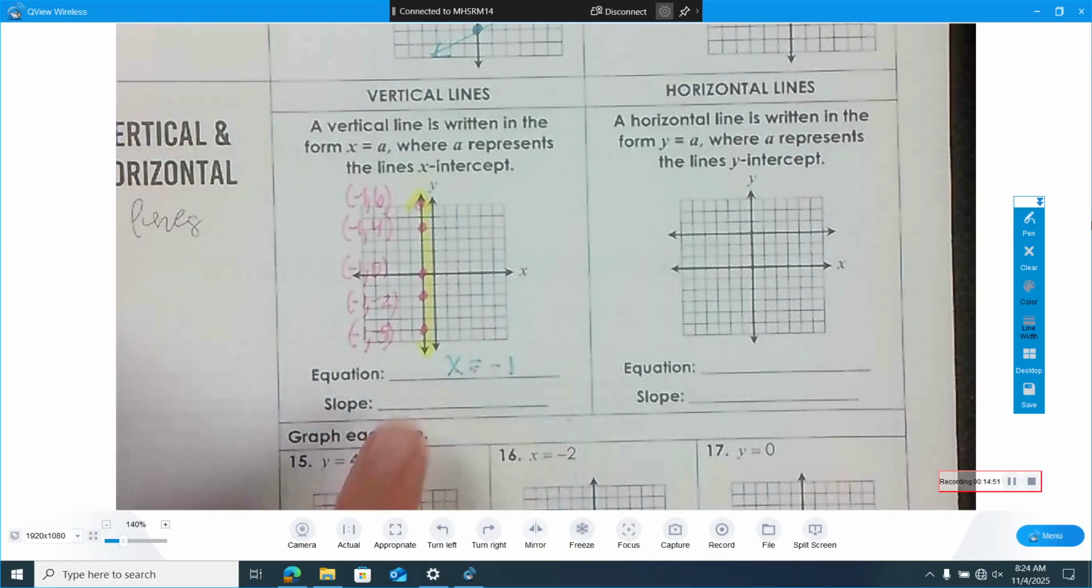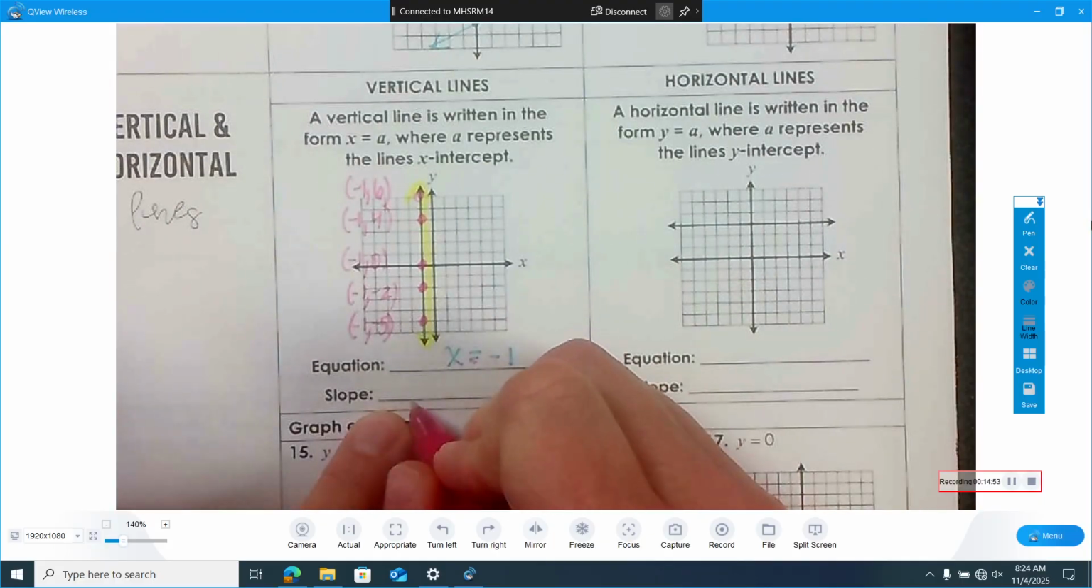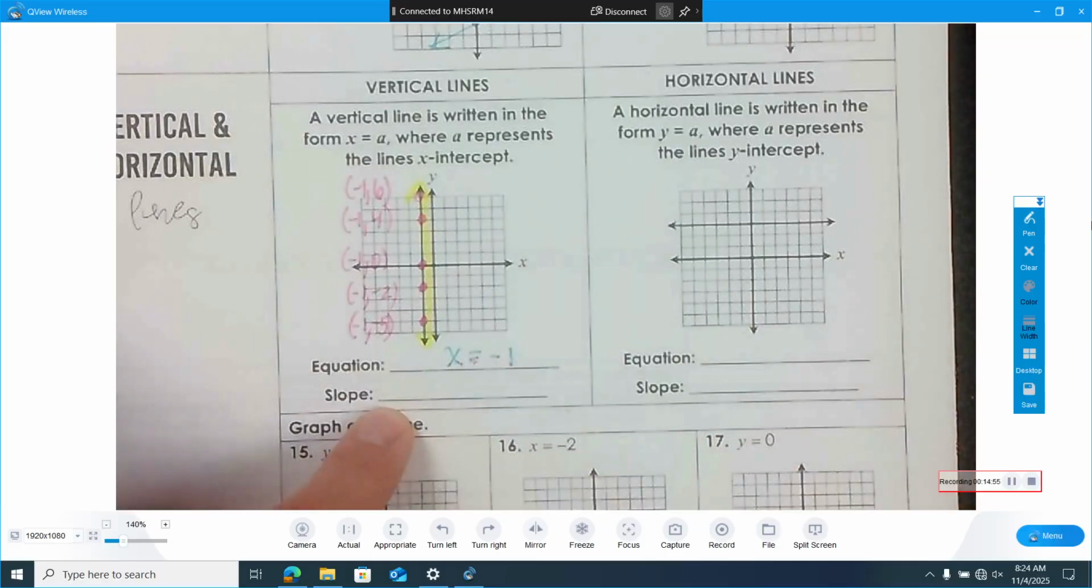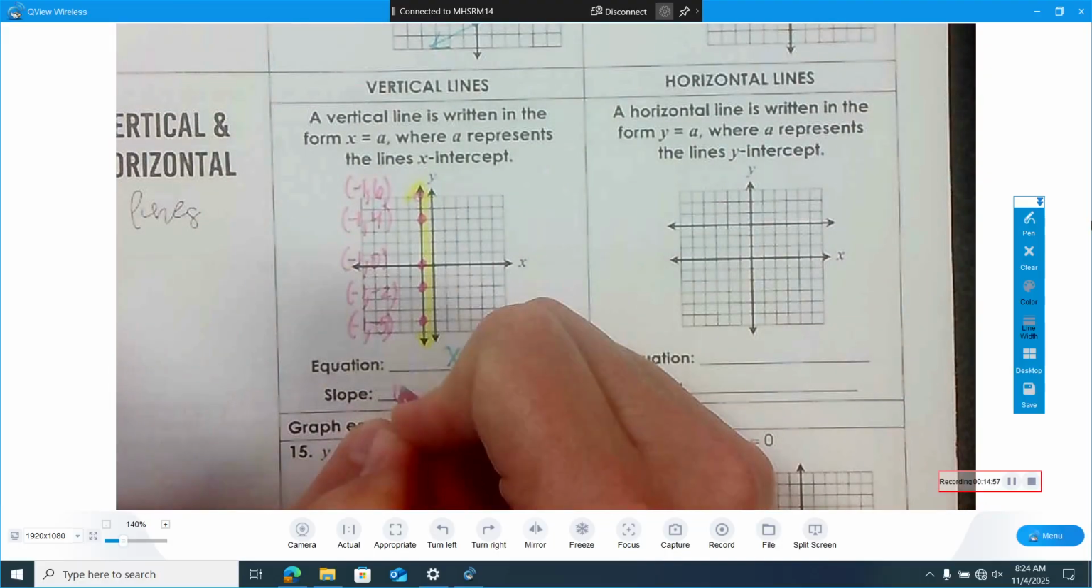All right. What's the slope of this line? Undefined.